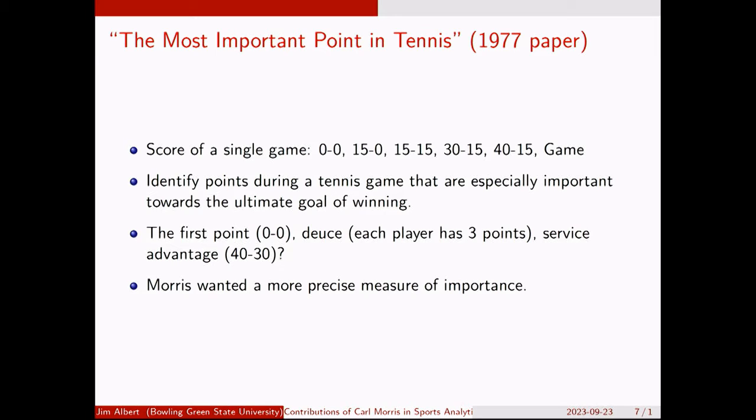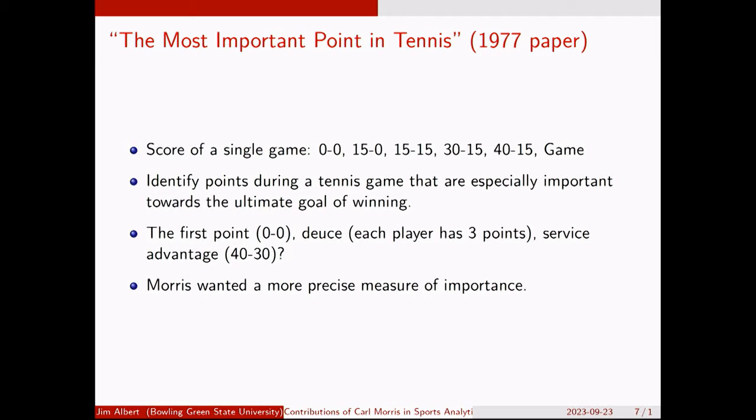Now, for those of you who don't understand tennis, basically a match consists of a series of sets. Each set consists of some games. In every game, you have points. And for some odd reason, we call those points 0-0, 15-love, 15-15, 30, things like that. Anyway, basically you progress through that, and you have to win 4 points to win a game, and you have to win by 2. And so what Carl wanted to do was to identify the important points, the points which really mattered to winning a game.